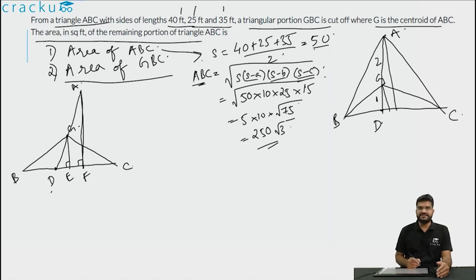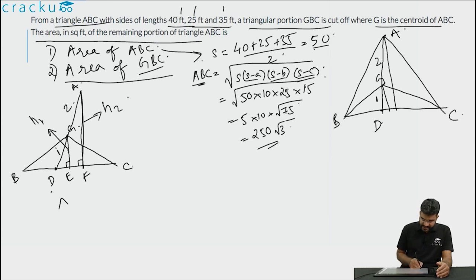What we are trying to prove from this is that the height of GBC, the smaller triangle, is 1/3 the height of the bigger triangle ABC. So the area of GBC will be 1/3 the area of ABC. This is what we are trying to prove. And this is quite easy to prove, because suppose GD is 1 and AG is 2, and let the height GE be H1 and the height AF be H2.